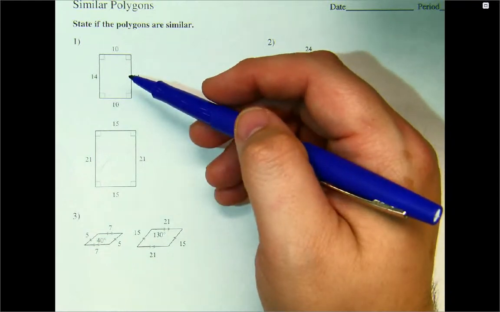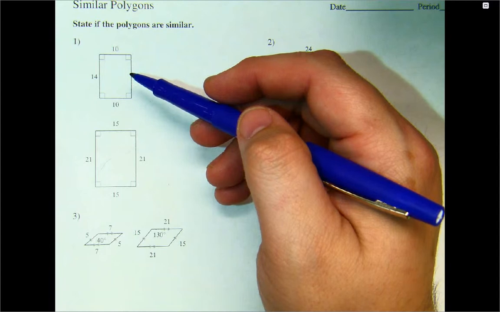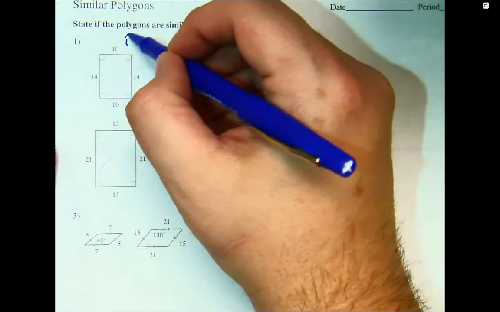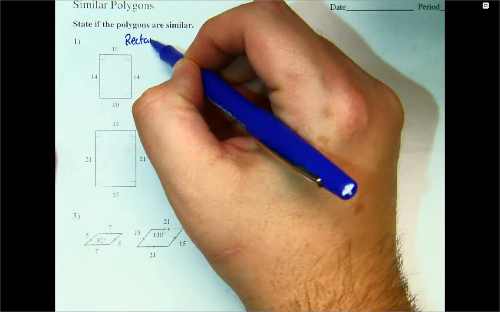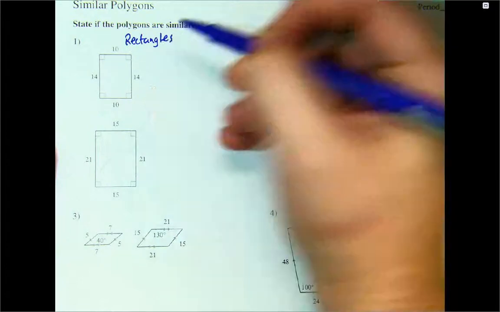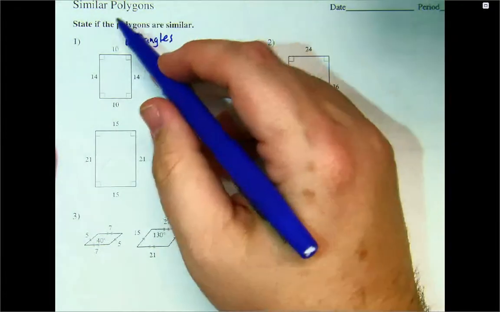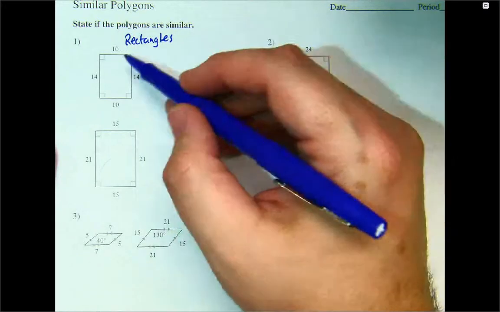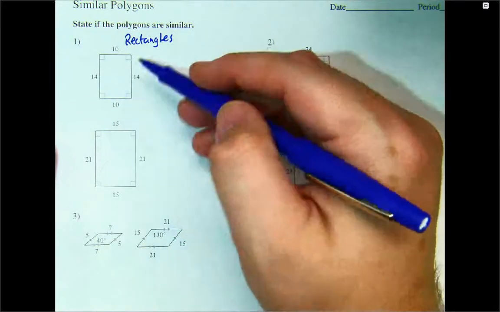Starts like with an R. Rectangle. So these are rectangles. Now, if we want to state if the polygons are similar or not, what we need to do is we need to set up the proportion.